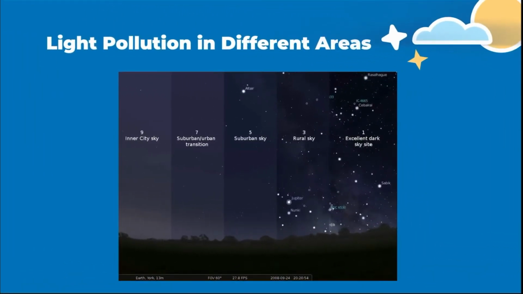This picture shows light pollution in different areas. Starting at the left, it's closest to the city, and getting closer to the right is when it's farthest from the city. As you can tell, in the city, you can't really see any stars because there's more light pollution there, and the further away you get from the city, the more stars you can see.